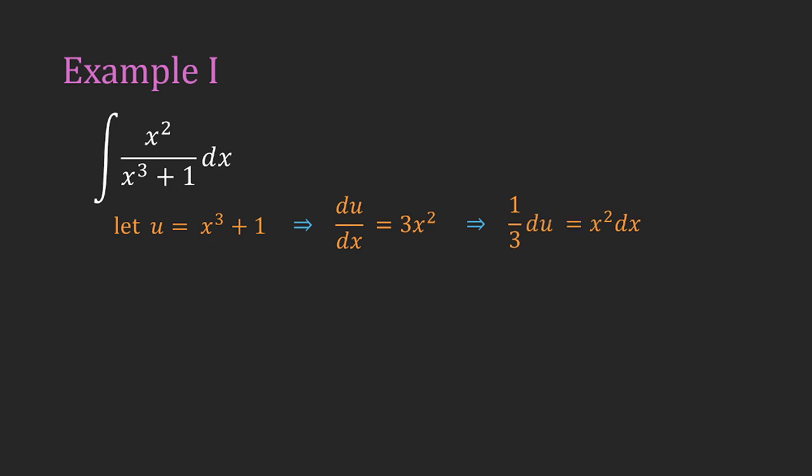Now if I multiply and rearrange my dx and that 3 and take it to the other side, I'll see that a third of the differential u is equal to x squared dx. So I can make all of these substitutions and make this integral equal to a third of the integral of du divided by u. Now, of course, that's an antiderivative. We all know that is a third of the natural logarithm of the absolute value of u plus some integral constant.